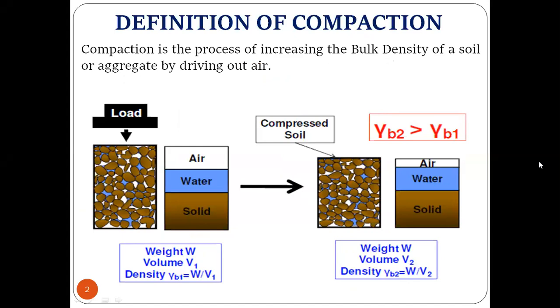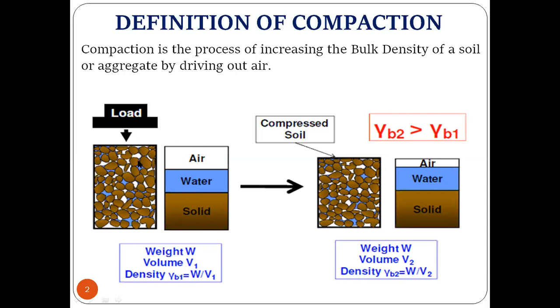So first let me give the definition of compaction. Compaction is the process of increasing the bulk density of the soil or aggregate by driving out air. Here in this figure you can see the soil, which has pores or voids in it. The voids are filled with water and air. In the phase diagram they have given solid, water and air. That means the soil contains water and air in the voids.